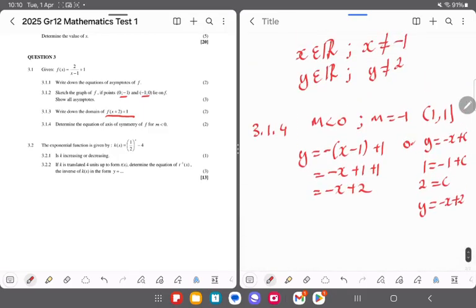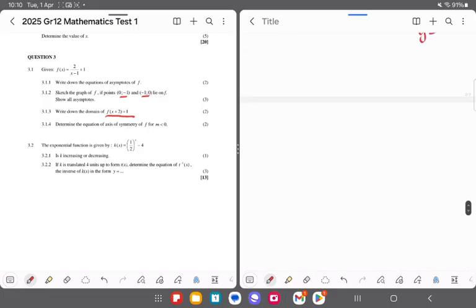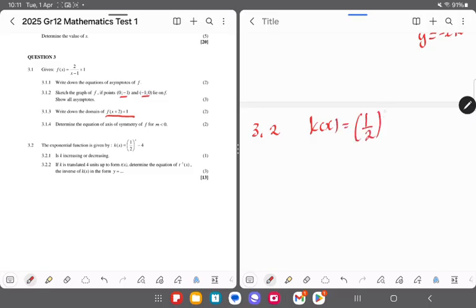Now 3.2, we are given k of x equals 1/2 to the power of x minus 4. Now 3.21 says, is k increasing or decreasing?